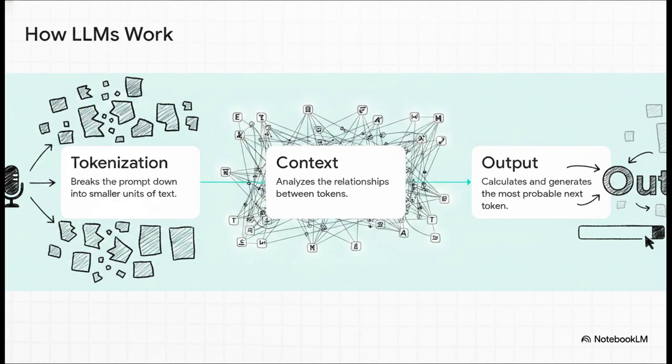So let's look at the actual mechanics of an LLM to see how it answers your prompts. Because LLMs don't actually think or know facts. Instead, they operate entirely on prediction. Step 1 is tokenization, breaking your prompt down into smaller units of text called tokens. Step 2 is contextual prediction. The model uses a highly advanced neural network structure called a transformer architecture to analyze the relationships between all those tokens simultaneously. And finally, the output.